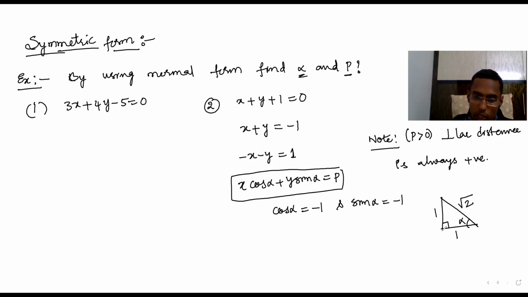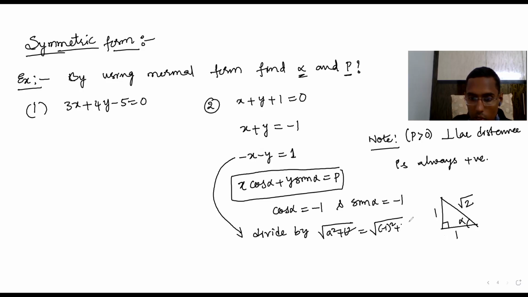So therefore, whenever we have a question like this, we have to divide by under root of a square plus b square. I am writing a square plus b square, -1 square plus 1 square. That is √2. So therefore, you have to divide with √2.